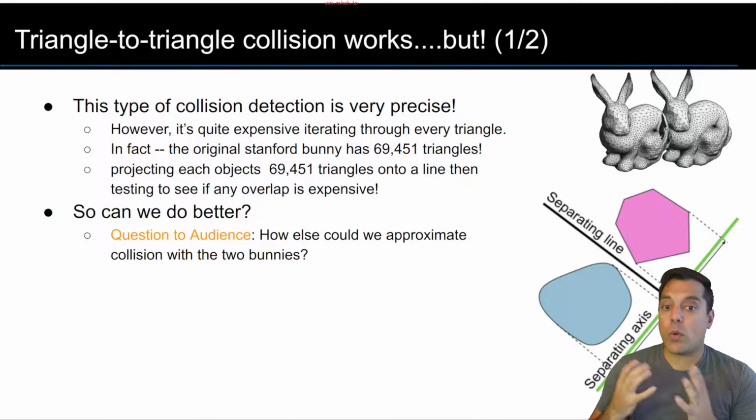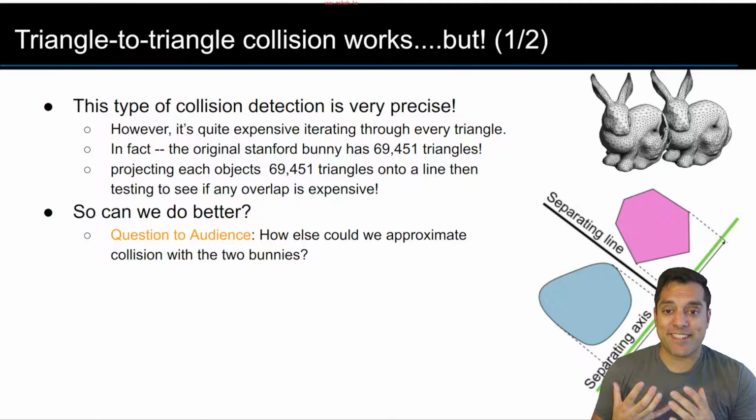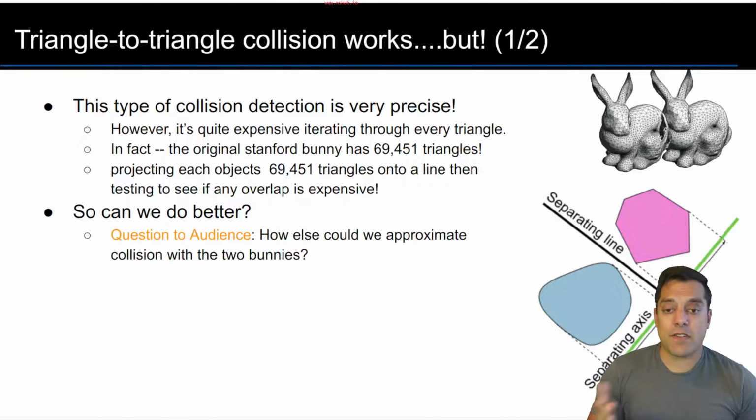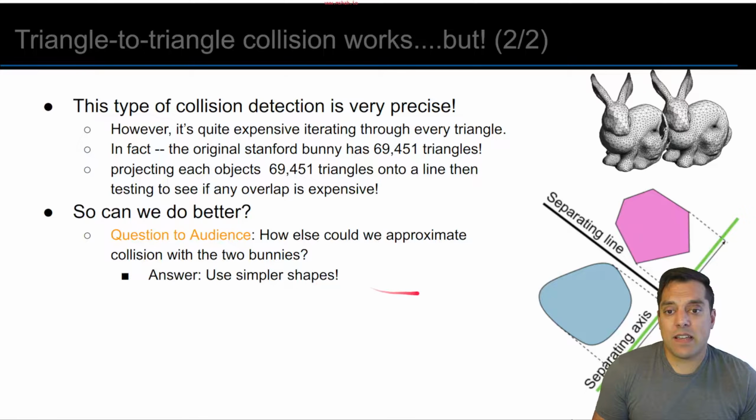So my question to you, thinking about some geometry, is: could we approximate this collision with two bunnies in a simpler way? I'll go ahead and give you a moment to think about that. And hopefully you paused the video and thought about this for a moment, but how else could we approximate collision with bunnies? Well, let's use simpler shapes. Let's approximate the shape of a bunny with something else.